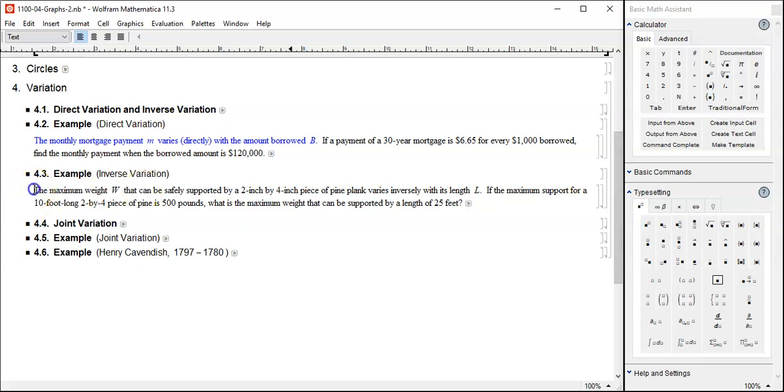In this case, the maximum weight supported by this beam, 2x4-inch pine, varies inversely with the length. So the length is doubled, then the weight is going to be halved. You see, length is doubled, and then if you put heavy object right in the middle, it's more likely to break up. And actually, this is inverse variation, so the maximum support will be halved. Tripled, then the weight will become 1/3, and so on and so forth.